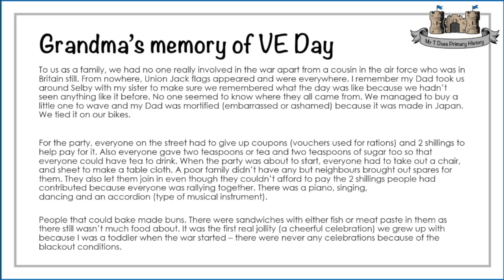When the party was about to start, everyone had to take out a chair and sheet to make a tablecloth. A poor family didn't have any, but neighbours brought out spares for them. They also let them join in, even though they couldn't afford to pay the 2 shillings people had contributed, because everyone was rallying together. That means everyone was coming together as a group to try and celebrate. There was a piano, singing, dancing, and an accordion. That's a type of musical instrument.